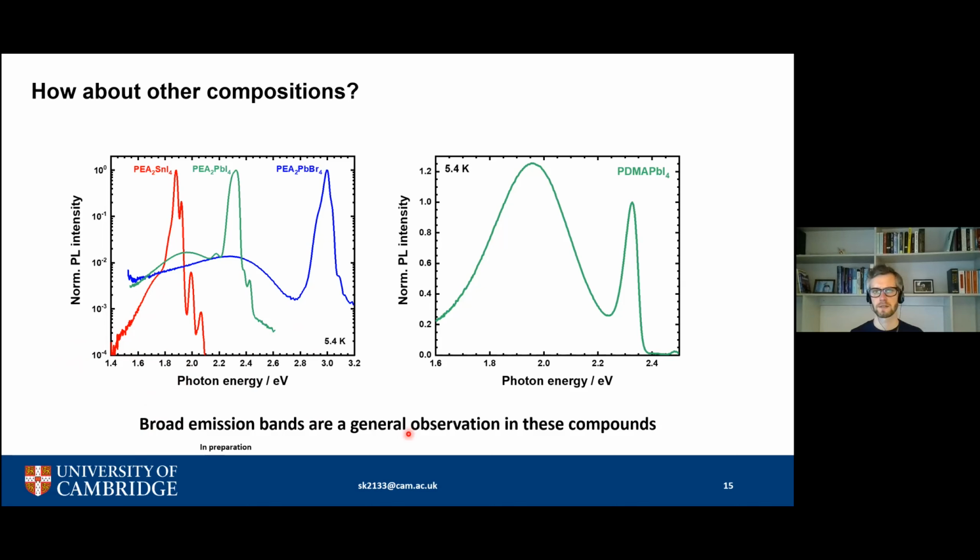Just to extend, it's not the PEA ligand that is somehow special. In this PDMA system, it's a different type of organic spacer that I'll show you in 2 slides. We see the same broad emission band. So it's really the metal halide that determines this broad emission at low temperature.